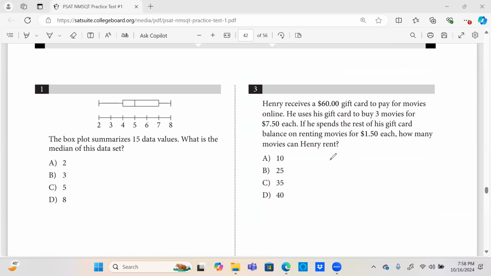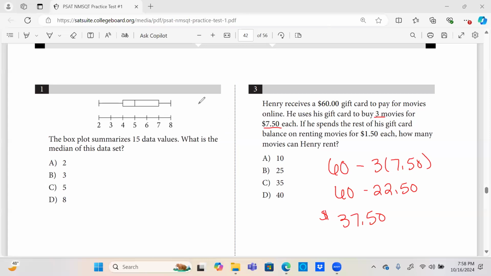Okay, so he started off with 60 bucks and we're going to subtract the 3 he bought. He bought 3 for $7.50 each, so we'll do 3 times $7.50. Just use your regular calculator or you can pop to Desmos. That's $22.50. So we'll do 60 minus $22.50 for those 3 movies, and that is $37.50. That's how much he has left after buying the movies.